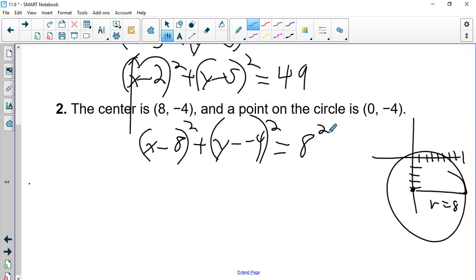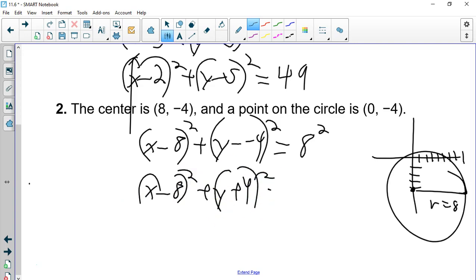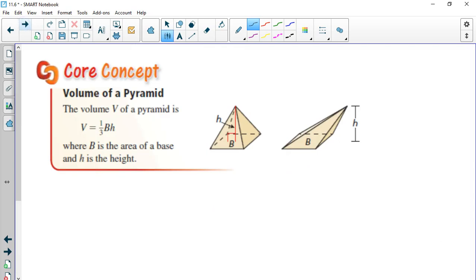Now, if this was at 0, -3, we could not count. We would have to use the distance formula between the 2 points. But whenever there's a shortcut, take it. So this cleans up to x minus 8 squared plus y plus 4 squared equals 64. All right, on to new stuff.